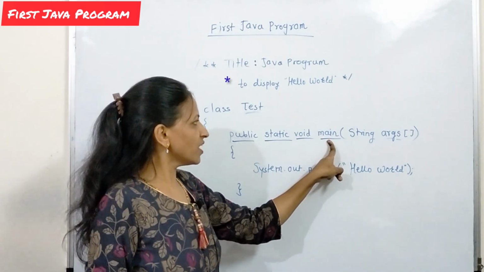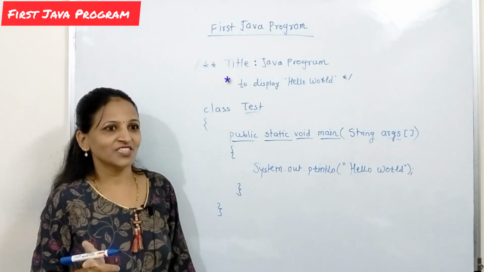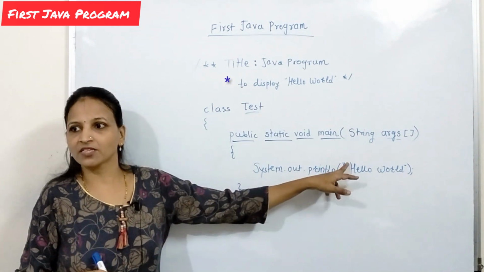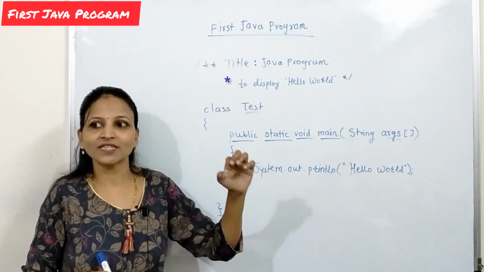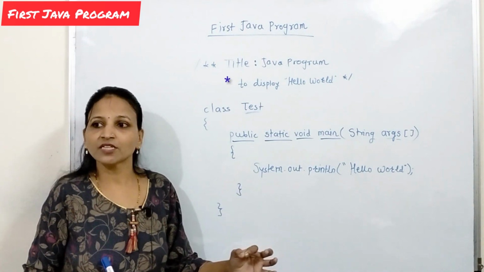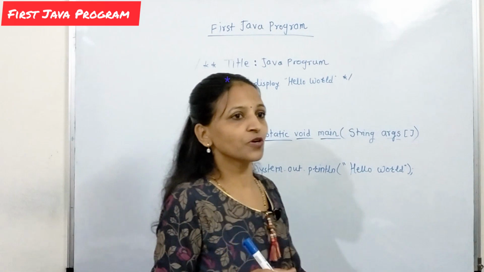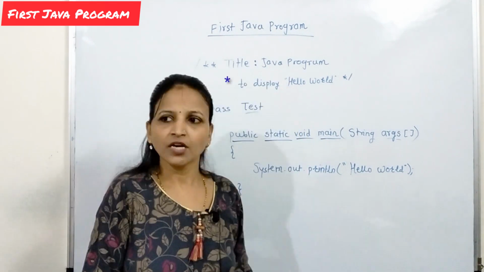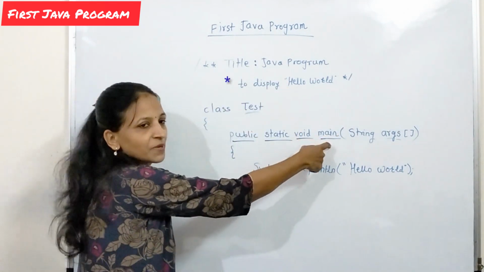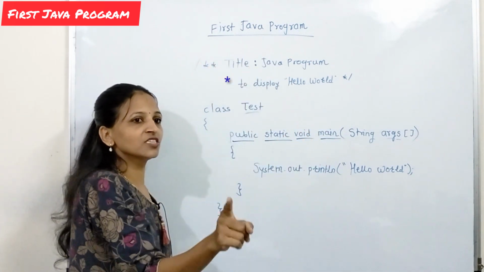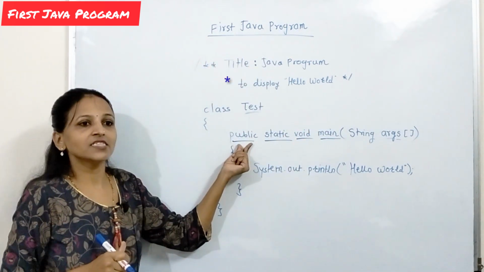This main method will be called by JVM. JVM is going to call this main method. That's why it should be compulsorily public. Why? Because this main method is going to be called by JVM, and to give access to this main method to the JVM, we have to strictly define this as public.